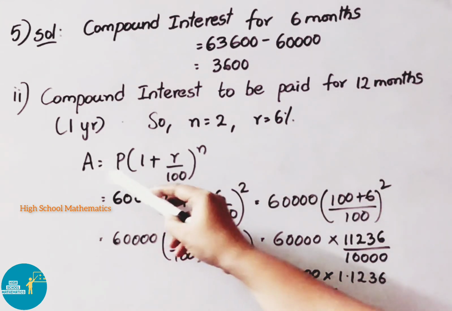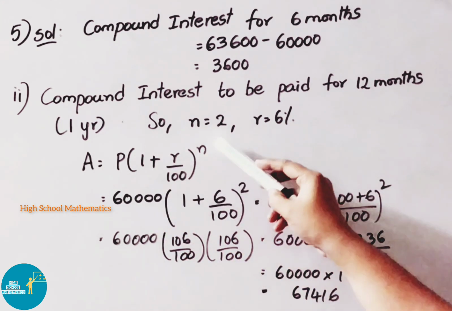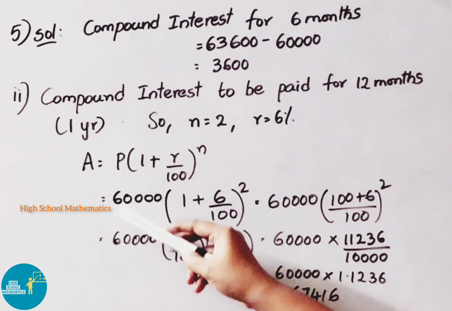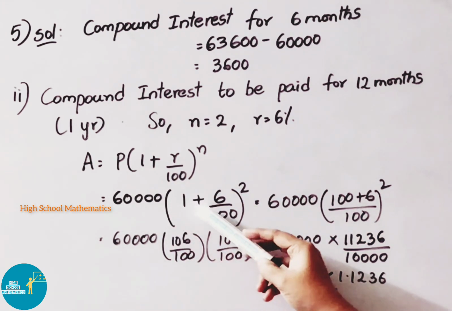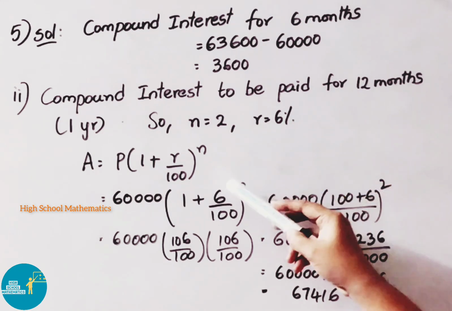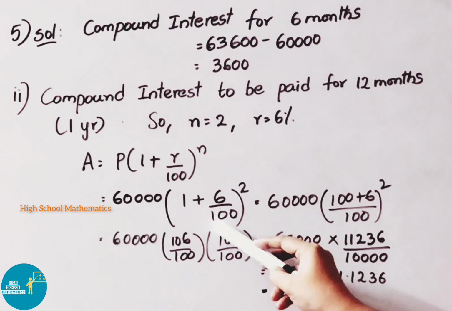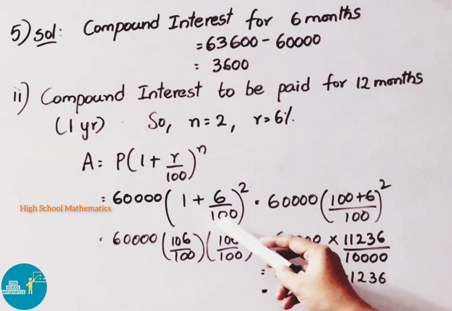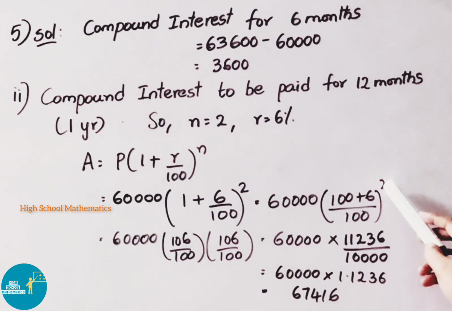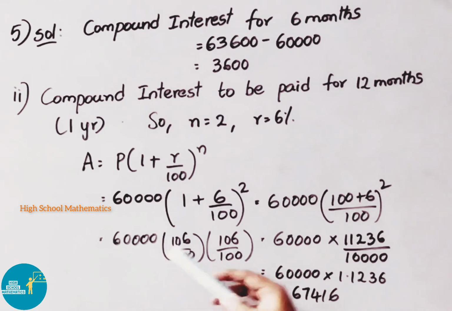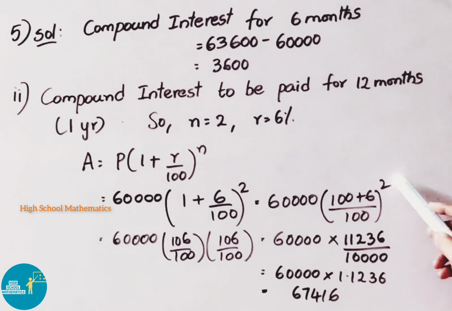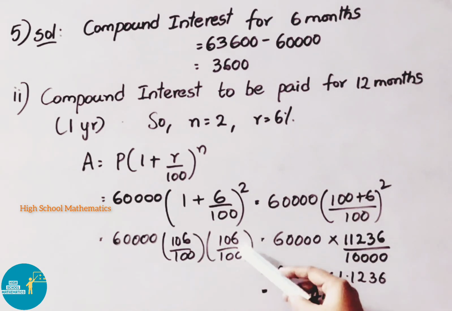So A equals P into 1 plus R by 100 whole power n. That equals principal amount 60,000 rupees into 1 plus rate of interest 6, so 6 by 100 whole power n, where n value is 2. That equals 60,000, here we have to do LCM, 100 plus 6 by 100 whole power 2. That equals 60,000 into 100 plus 6, 106, so 106 by 100 whole square, that is 106 by 100 into 106 by 100.